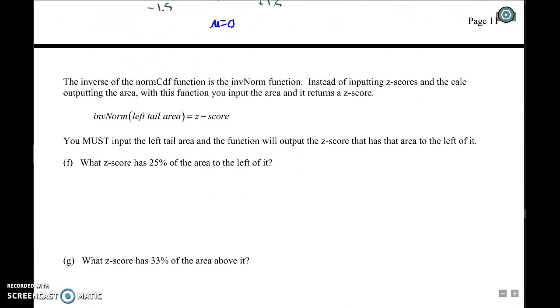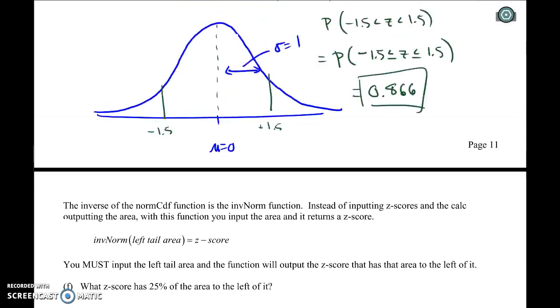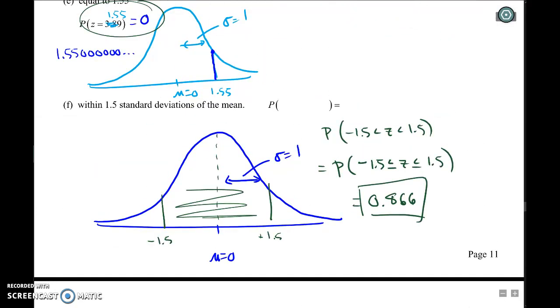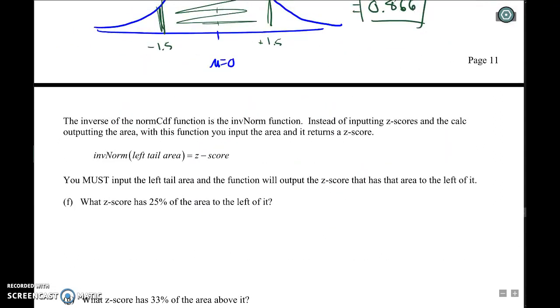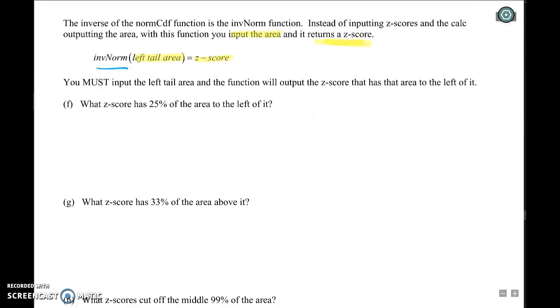The inverse normal CDF function. These are nice if we have the cutoffs and we want to find the area. Well, what if you know the area and you want to find the cutoff? So instead of inputting z-scores and outputting the area, with this function we'll input the area and it will return a z-score. So the calculator function is called the inverse normal CDF. The inverse would be inverse normal. And beware of this, you always have to put in the left tail area to get the z-score out. So you can't put in the right tail area.